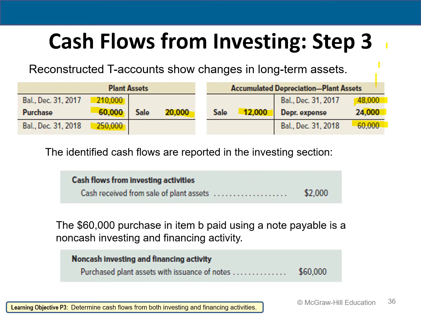Okay, so we looked at all of those entries that we had recorded on the previous slide, or reconstructed. There was only one cash line, right? And that was the cash that you received from the sale. So that belongs in your investing activities. But then you also have non-cash investing and financing, which was that you purchased plant assets for $60,000, but you did it with a note. All right, so there wasn't any cash activity. Okay.